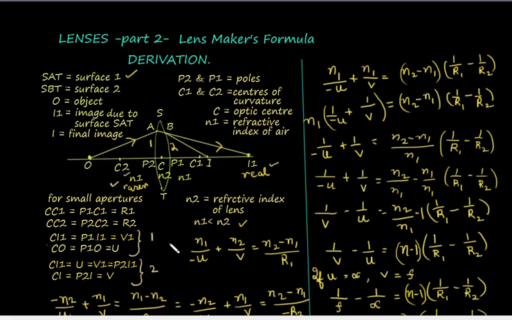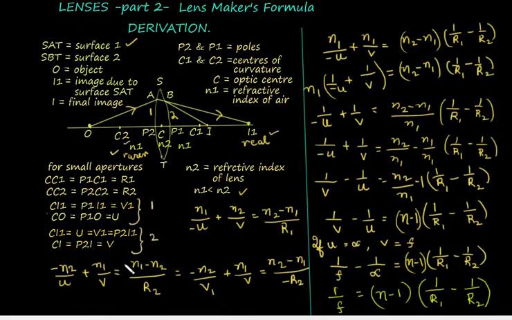For refraction through single surface, and when the ray is passing from rarer to denser, the relation is given by N1 by negative U plus N2 by V is equal to N2 minus N1 by R1. Similarly, for the second surface, refraction is from denser to rarer. So, the expression is negative N2 by U plus N1 by V is equal to N1 minus N2 by R2.